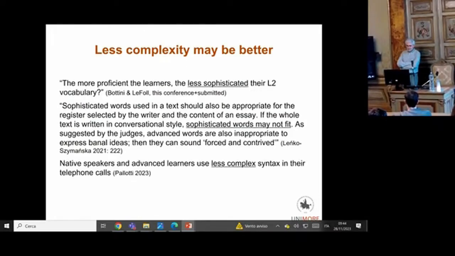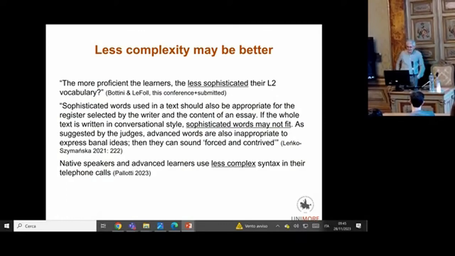These are the few studies I know of that empirically show that indeed, in some cases, more development, so becoming more proficient, involves less complexity. Bottini and Lefol yesterday quoted one paper they just submitted, and I like the title, "The more proficient the learners, the less sophisticated their L2 vocabulary?" There's a question mark at the end, but I think that the data they showed yesterday seem to be rather clear in this direction, that it is indeed possible that becoming more proficient, this was another dogma, that the more proficient you become, the more sophisticated your lexicon.